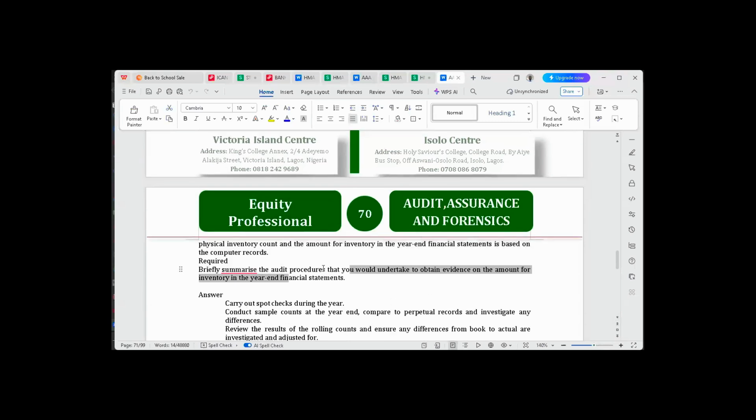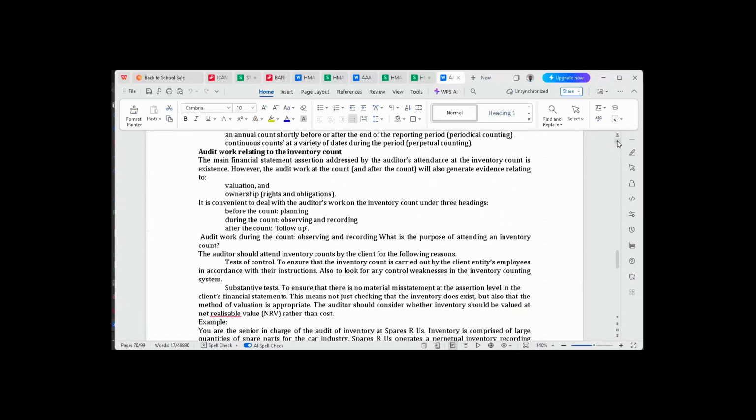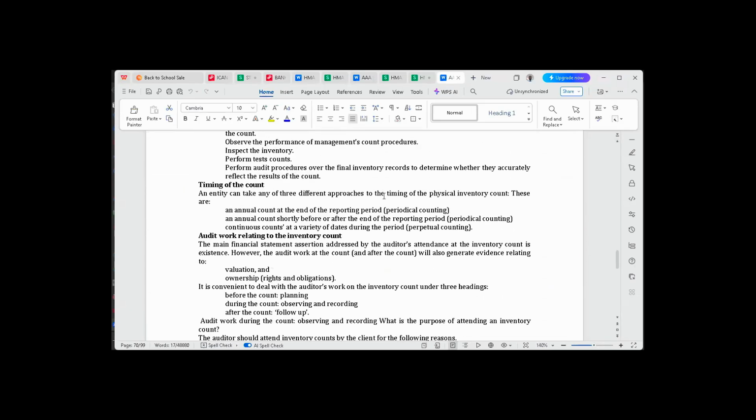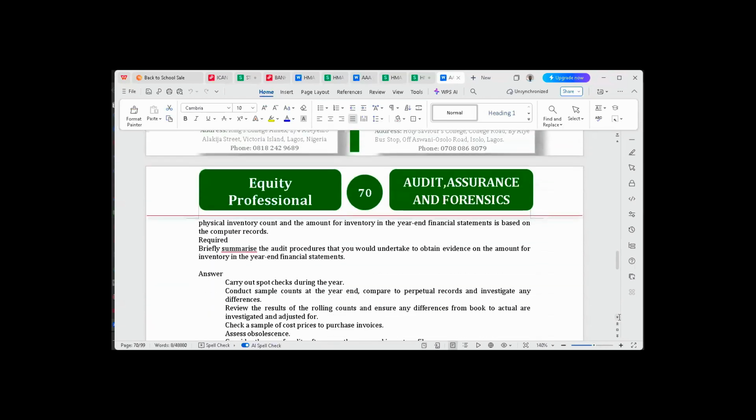Summarize the procedures that you would undertake to obtain evidence on the amount of inventory in the year-end financial statements. This is a typical ICAN question. First of all, you need to understand what is meant by perpetual. You remember I made mention of something when we were doing this. Perpetual is a continuous count at a variety of dates during the period. And that's what you make use of when you are operating a supermarket or a retail shop. I hope you understand where we are going now.